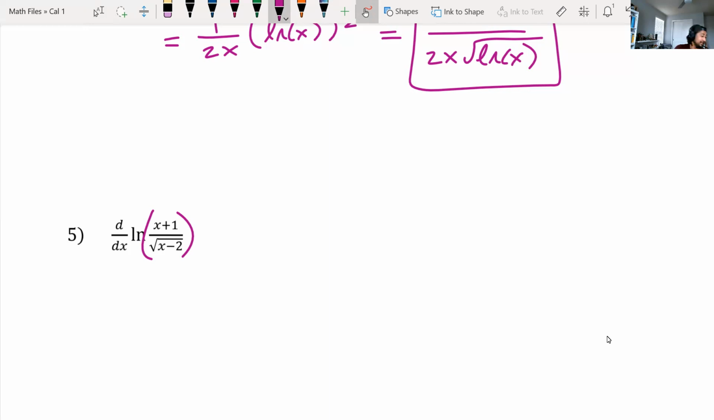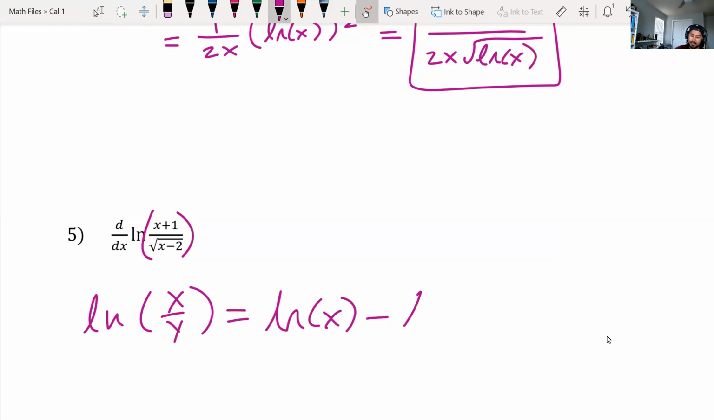But here's where logs come to save your life. If I wrote the natural log of x over y, how could I expand that? Natural log of x minus natural log of y. So what's stopping us from using that rule on the expression above? Nothing at all.